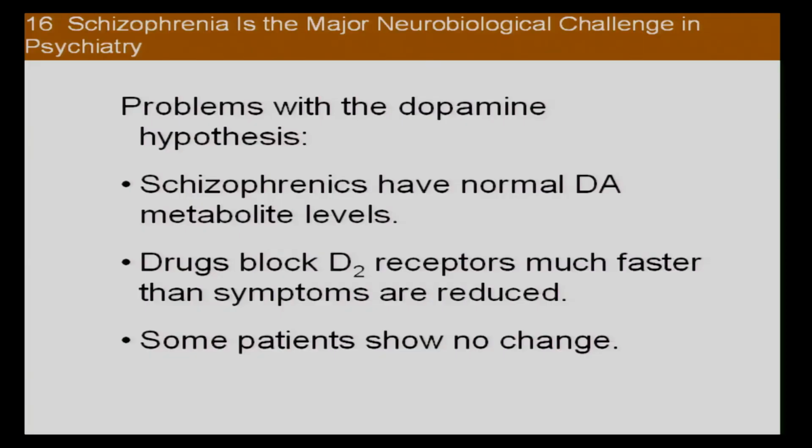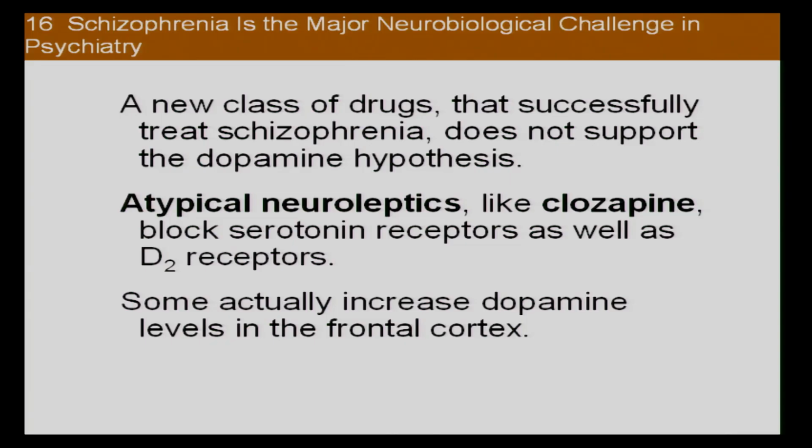The other problem with a simple interpretation of the dopamine hypothesis is that drugs that block the D2 receptors block the receptors much faster than symptoms are reduced. If it's just that you cut off or reduce the activity of D2 receptors, then you should see reduction of these symptoms pretty fast, because we know exactly how effective these drugs are, and the symptoms are reduced much slower. And as I said, some patients show no change. So these do not work on all patients. And the kicker is that in exploring other classes of drugs that might help ease psychotic symptoms, they found what's called atypical neuroleptics.